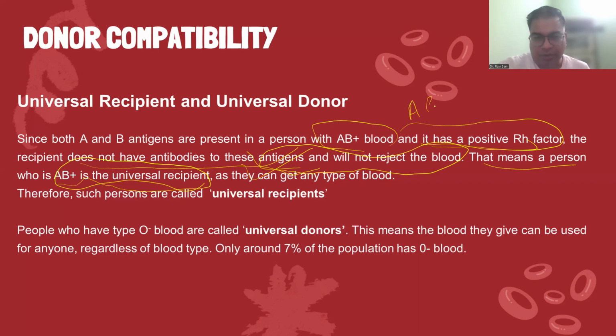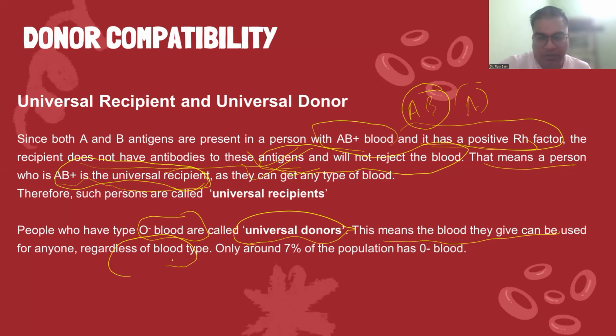In the AB positive blood group, both antigens are present, so definitely the anti-A and anti-B antibodies will be absent in the plasma, and it has Rh positive factor, so Rh antibodies will also be absent in the plasma. So this person can get any kind of blood and is considered a universal recipient. If a person has O negative blood group, they are considered the universal donors. They can give blood to anyone. Around 7% of the population has O negative blood group.